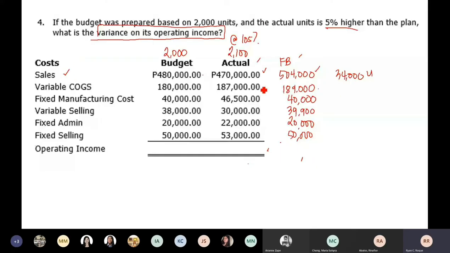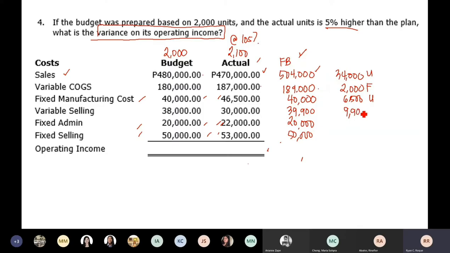189,000 ang in-expect, 187 ang actual, 2,000. Mas mababa, pero cost. So ito ay favorable. 40 versus 46, 6,500. Mas mataas, unfavorable. Kung mapapansin nyo, pag-fix ang pinag-uusapan, kung ano yung variance noon, yun pa rin yung variance niya kahit gumawa ka ng flexible budget, simply because ang fixed cost remain unchanged kahit gumawa ka ng flexible budget basta within the relevant range.